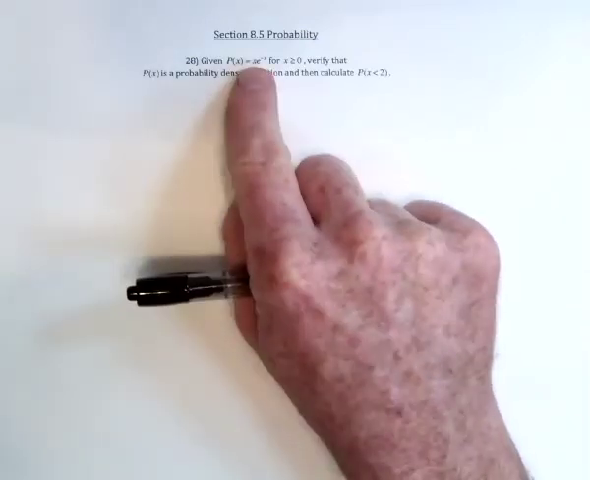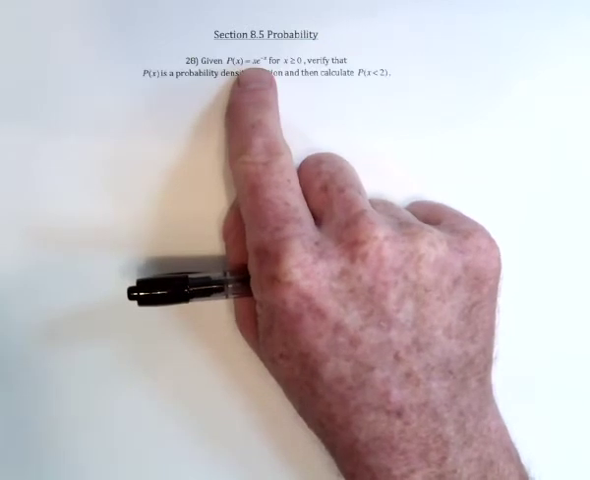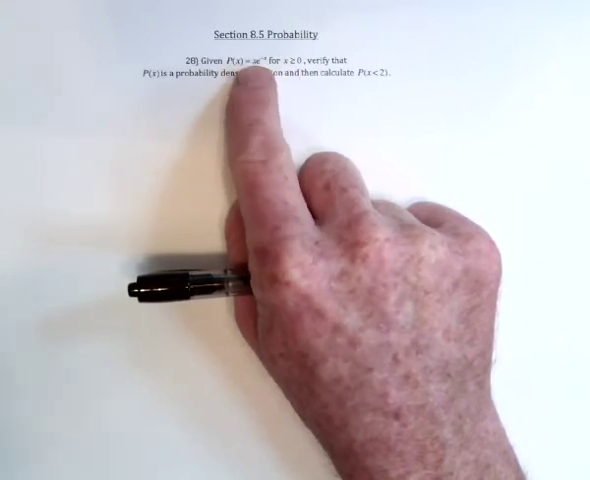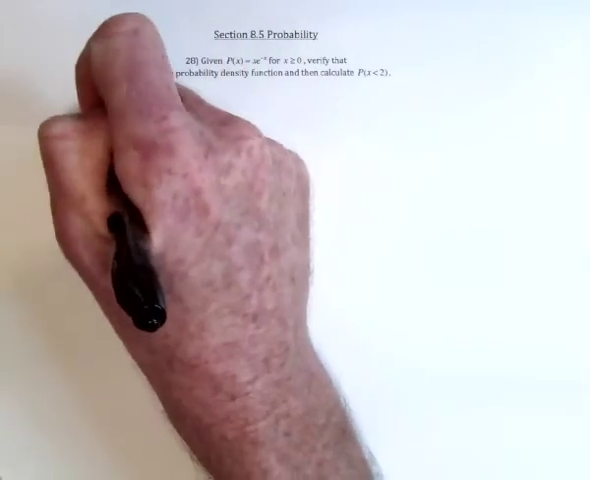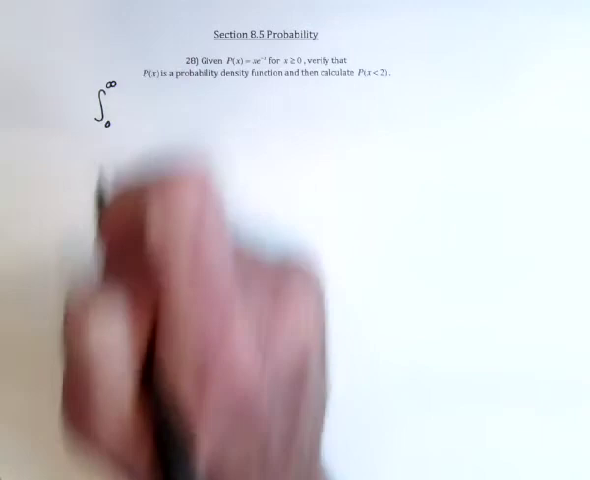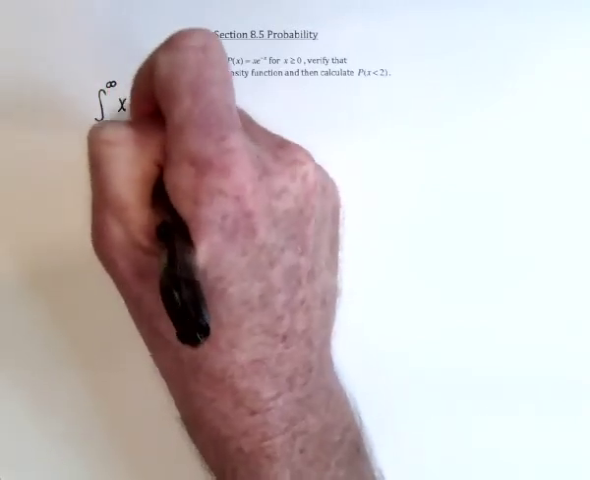In order to verify that this is a probability density function, we need to say, well, over its domain, which is x bigger than or equal to 0. So in other words, from 0 to infinity, if you integrate this, you will get a 1. So integrate from 0 to infinity x times e to the negative x.